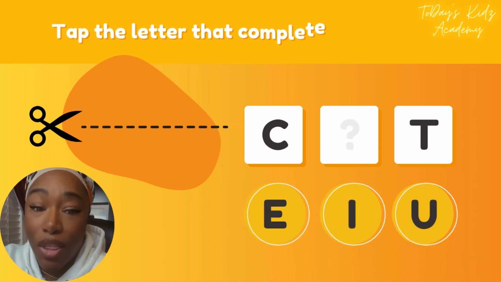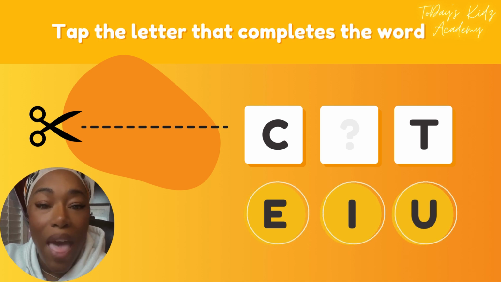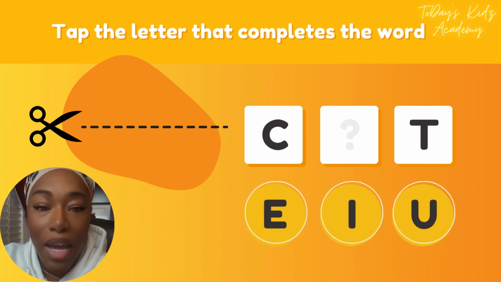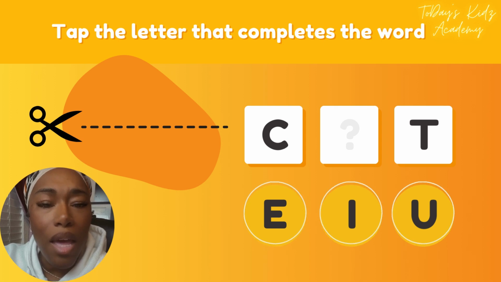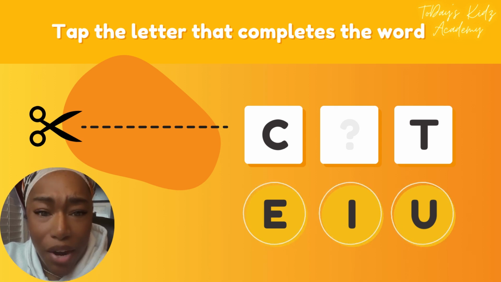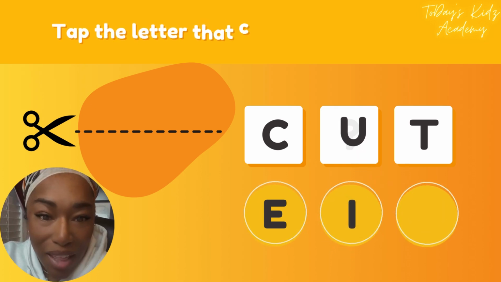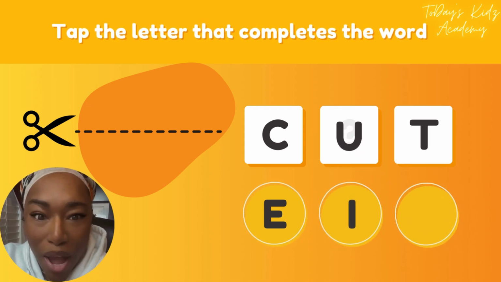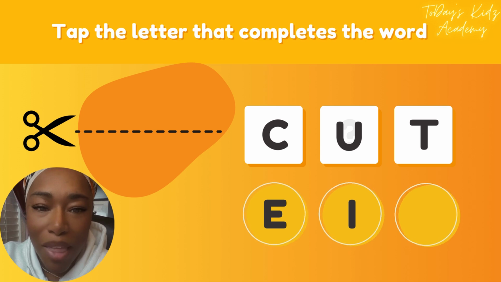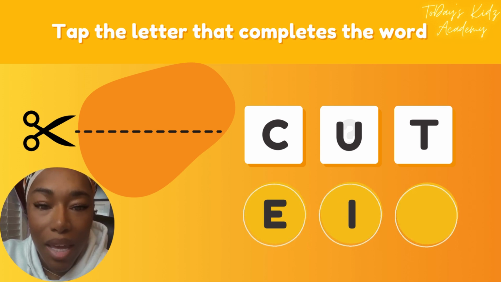Tap the letter on the screen that completes the word cut. Cut. What letter is missing in cut? If you said the letter U, you're right. Cut. Spell it with me. C-U-T. Cut.